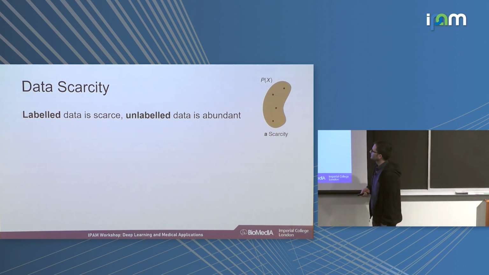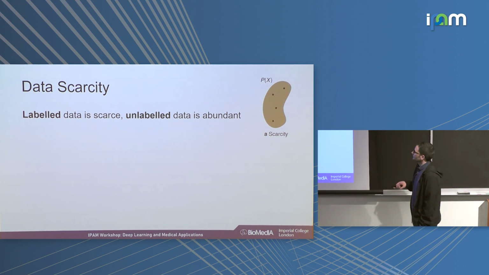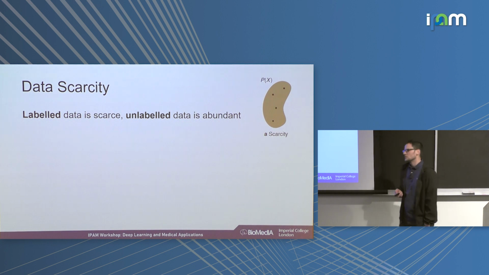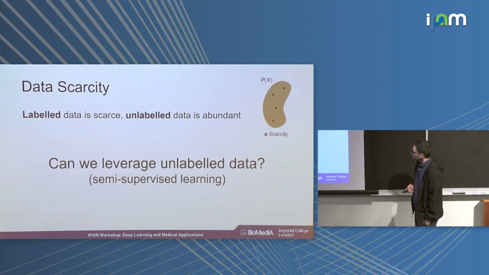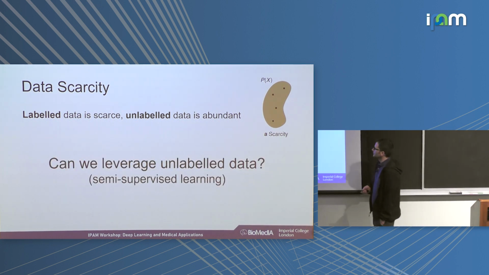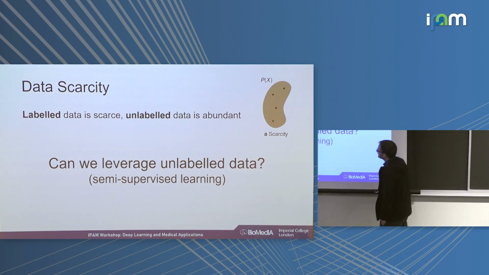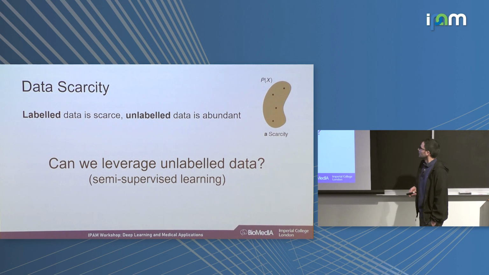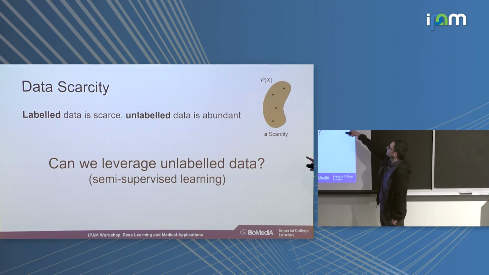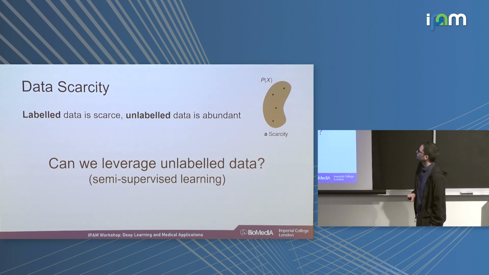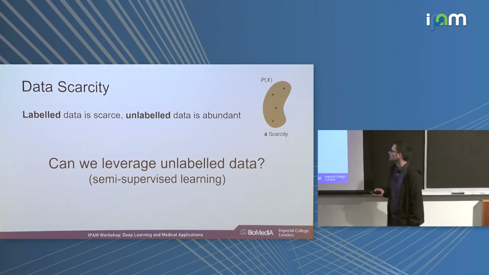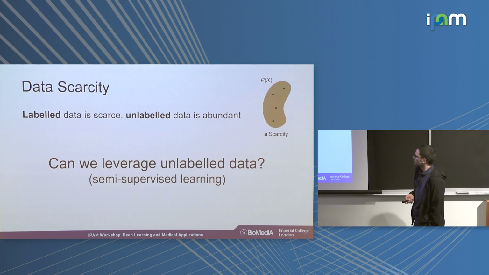So in data scarcity, the idea is that labeled data is scarce, unlabeled data is abundant, right? So there's often this notion of it's easy to get more scans, but annotations are difficult. And there's this idea of doing semi-supervised learning, which basically says, can we leverage unlabeled data to get better predictors? So I guess the idea here is really, you have only a few samples from your distribution, but you have lots of images that are unlabeled, and maybe those images can help you to get better decision boundaries.